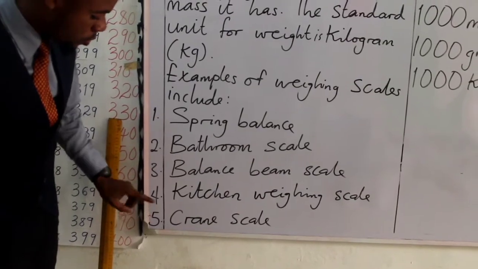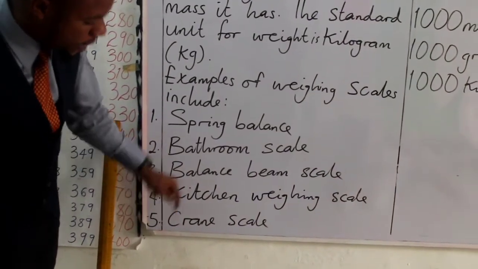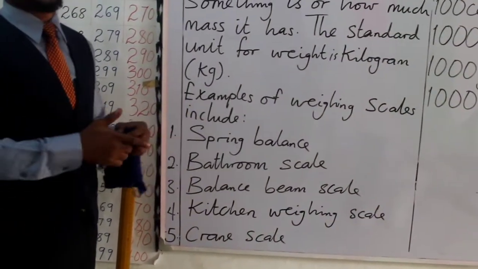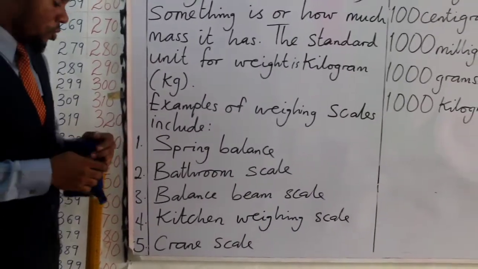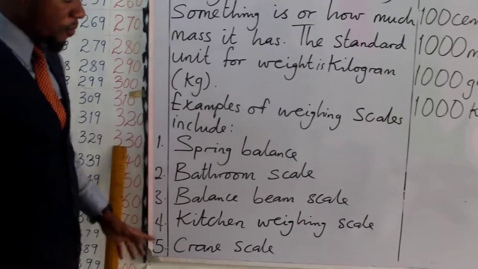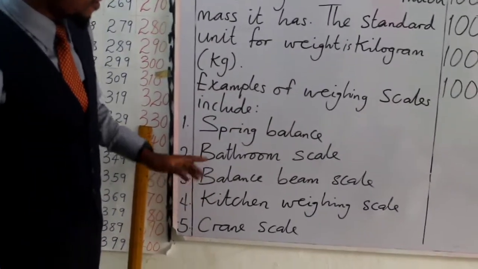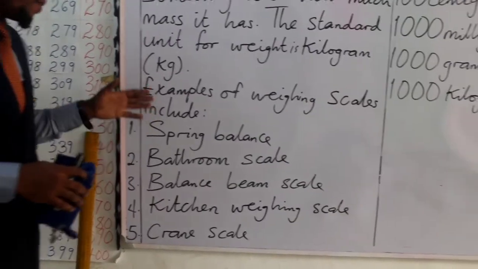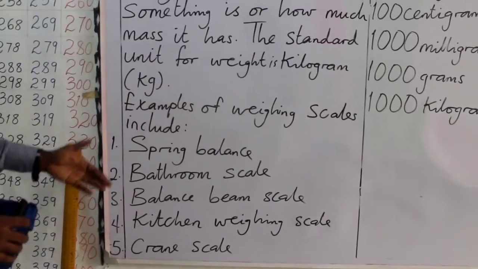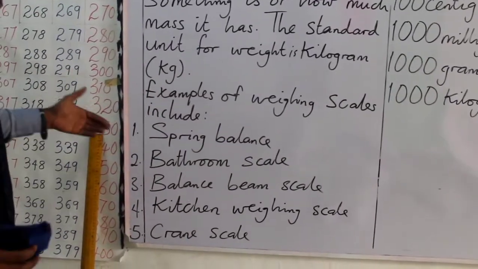The last one, the 5th, is the crane scale. It is used to weigh heavy objects or loads. So you have these 5 weighing scales on the board. Remember, these are just some. We have more weighing scales, but these are the 5 important ones you should always remember.